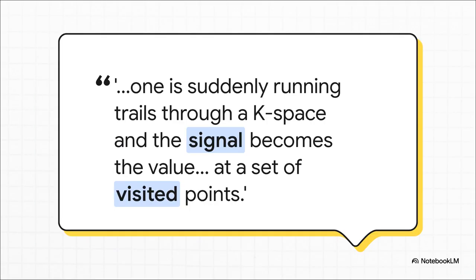There's this quote from one of the classic papers on MRI that just captures this idea so perfectly. It says, "The process is like running trails through a K-space, and the signal you measure is just the value of the landscape at each point you visit. The gradients we just talked about, they're basically the steering wheel, letting the scanner fly a specific path through this K-space and chart the whole terrain."